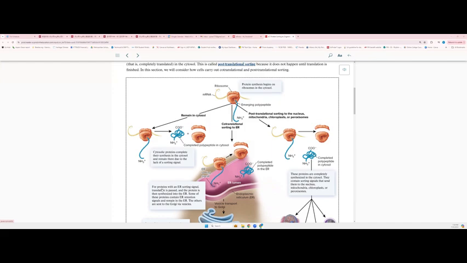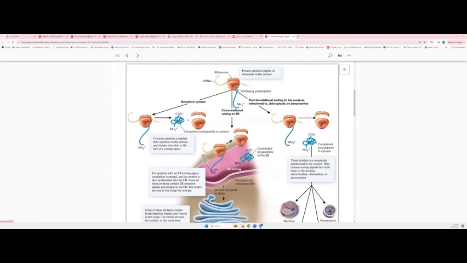Translation is temporarily stopped, and this whole complex, including the ribosome, the mRNA, and the partially synthesized protein, will move to the ER. Some of these proteins contain ER retention signals and remain in the ER. So this complex attaches to the ER, and after it has reached the ER, it keeps synthesizing the protein until it's complete.